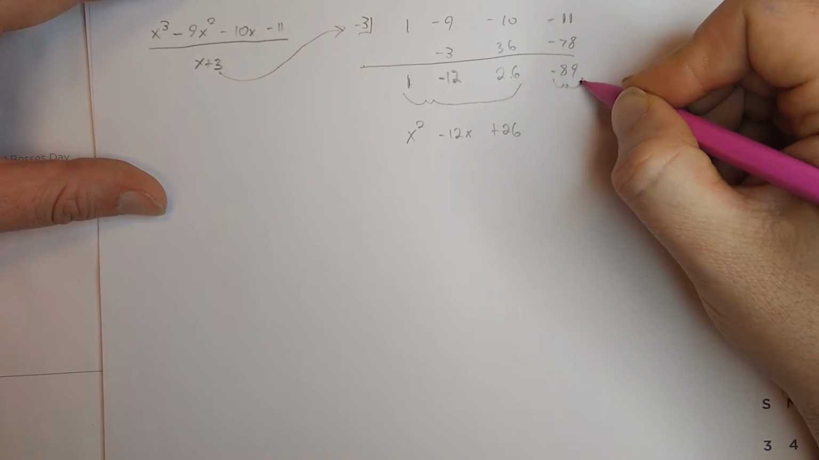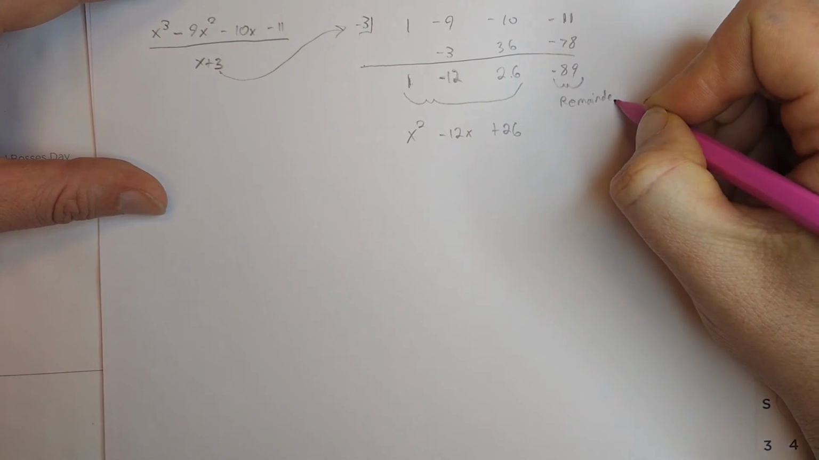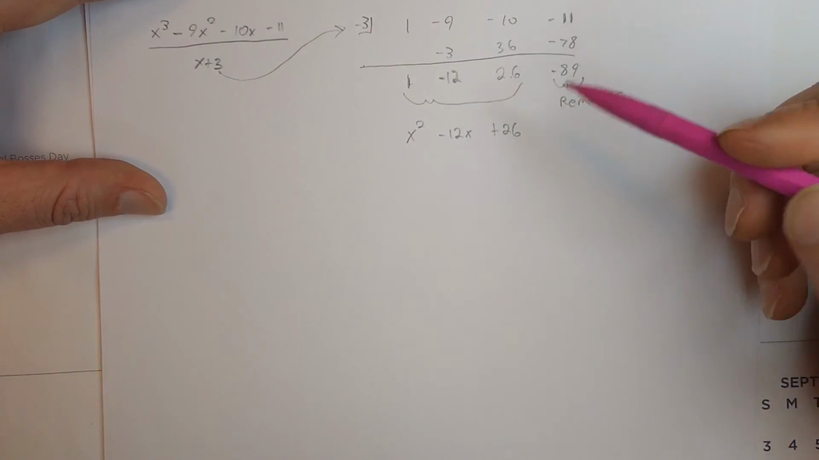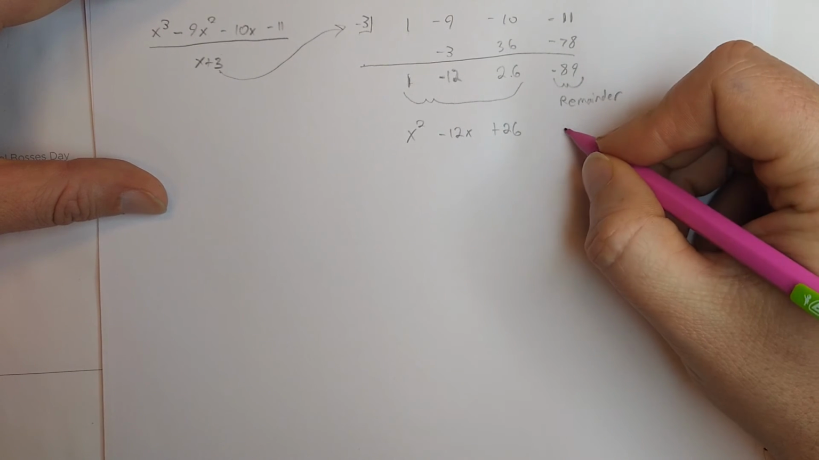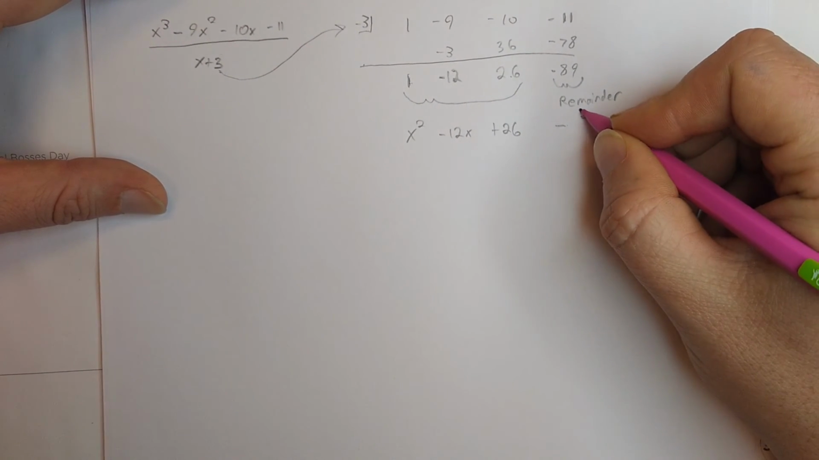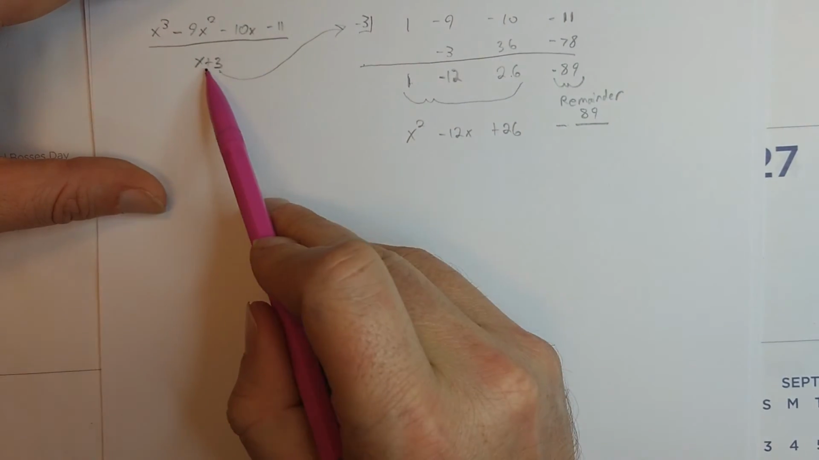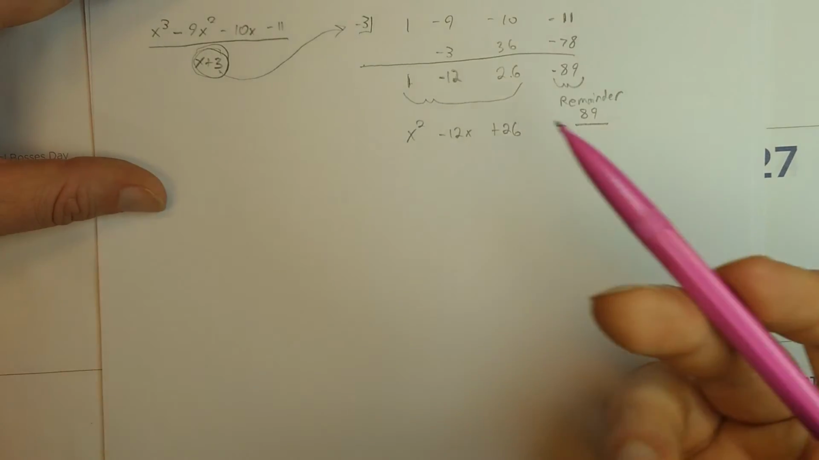This over here, this negative 89, is our remainder. And the way you're going to be writing the remainder, at least in the first few problems we do, we're going to write it as 89 divided by what we were originally dividing by. I believe this is the dividend. I can never remember.